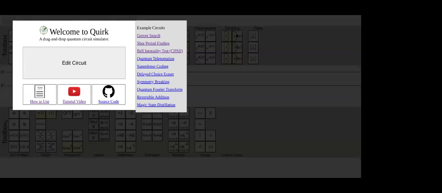So this is a better way. What you do is I will type into your chat window, and this is what I want to give to everybody: https://algassert.com/quirk. Have you got this link? So this is the one I would recommend.